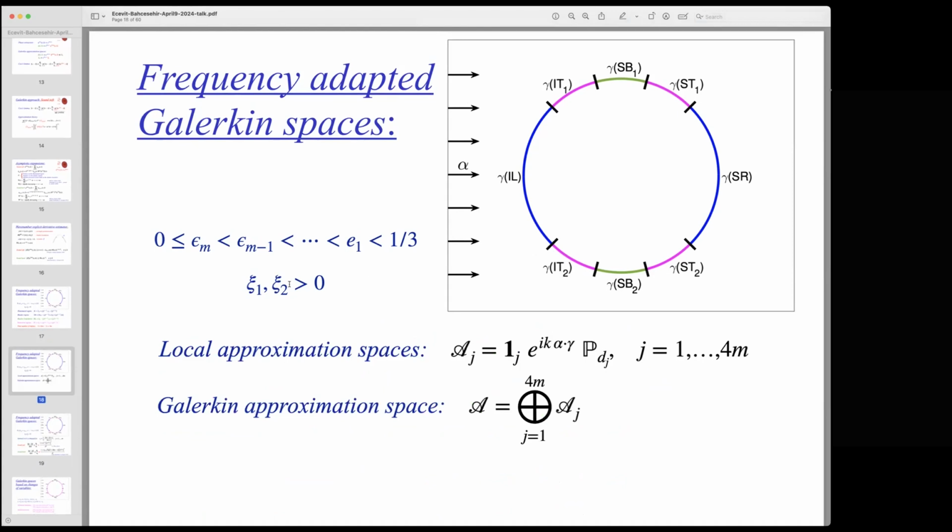And then what you do after you divide these pink parts into subparts, you define your approximation spaces on each one of these subregions in the form A sub j. These are local approximation spaces. 1j stands for the characteristic function of the region you are restricting yourself to. e to the ik alpha dot gamma is simply the incident field, and then you modulate these using polynomials of degree dj. And then your Galerkin approximation space is the direct sum of these 4M regions, basically.